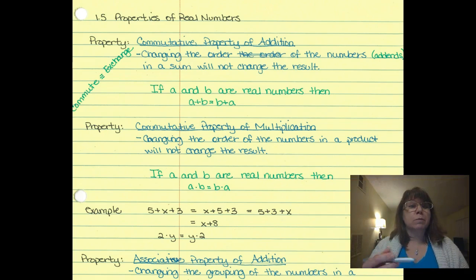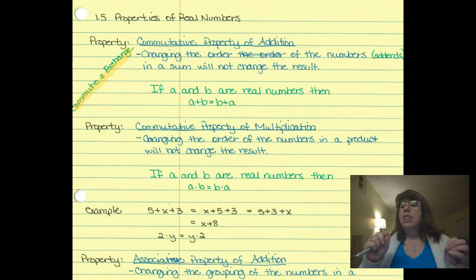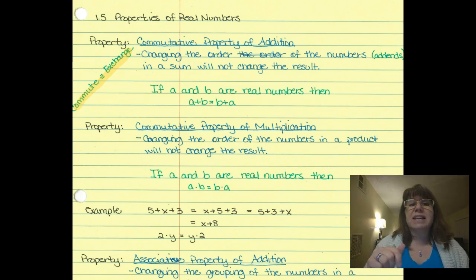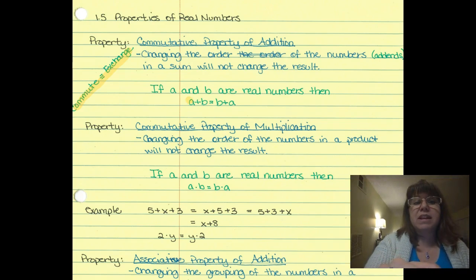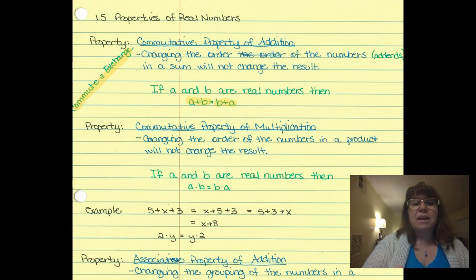What commute means is to exchange, meaning if we change the order of addition and order of multiplication, it won't matter. But they're separate, so I want to be very clear. The commutative property of addition is if A and B are real numbers, then A plus B will equal B plus A. Likewise, with the commutative property of multiplication, the order doesn't matter in which I multiply. If A and B are real numbers, then A times B will equal B times A.